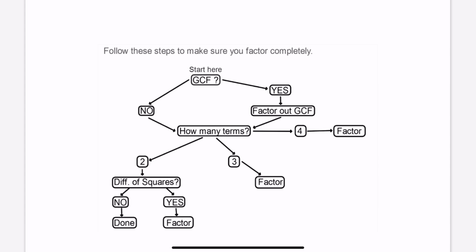So again, you always want to start to see if you have a greatest common factor first. If yes, factor that out. If no, or if yes, then determine how many terms. If it's 4 terms, you're going to factor by grouping. If it's 2, do I have a difference of squares? If yes, factor that. If no, then you're done. And if it's 3 terms, you still want to do your t-chart factoring. But then again, always double, triple check. Do I have a greatest common factor, or do I have a difference of squares left in one of my two binomials?